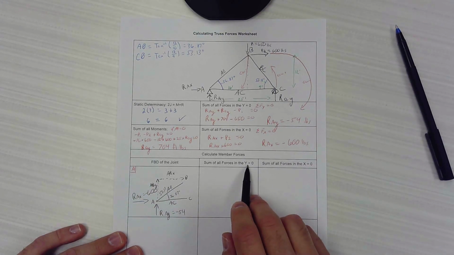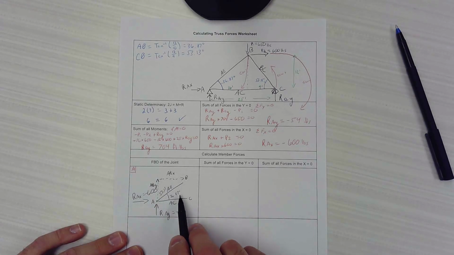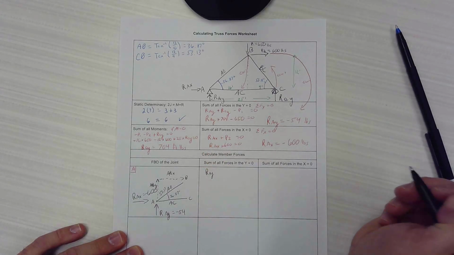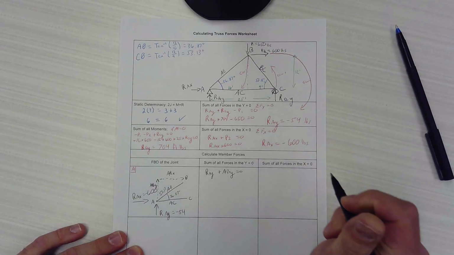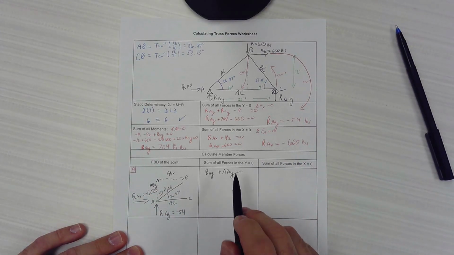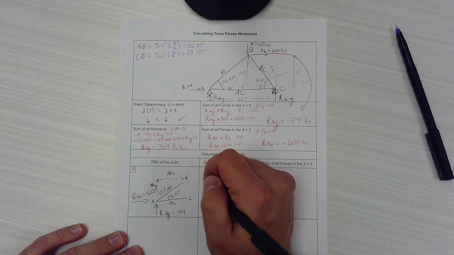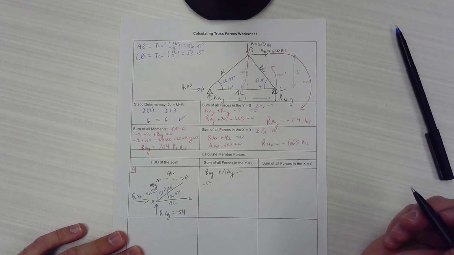Sum of all forces in the y direction equals 0. List all of the force vectors that we have here in the y direction. You have RAY and you have ABY. Both vectors are being drawn up, so I'm just going to list them as positive, but as I substitute in what I know about RAY, it will carry that negative 54 with it. So I have negative 54 for RAY.